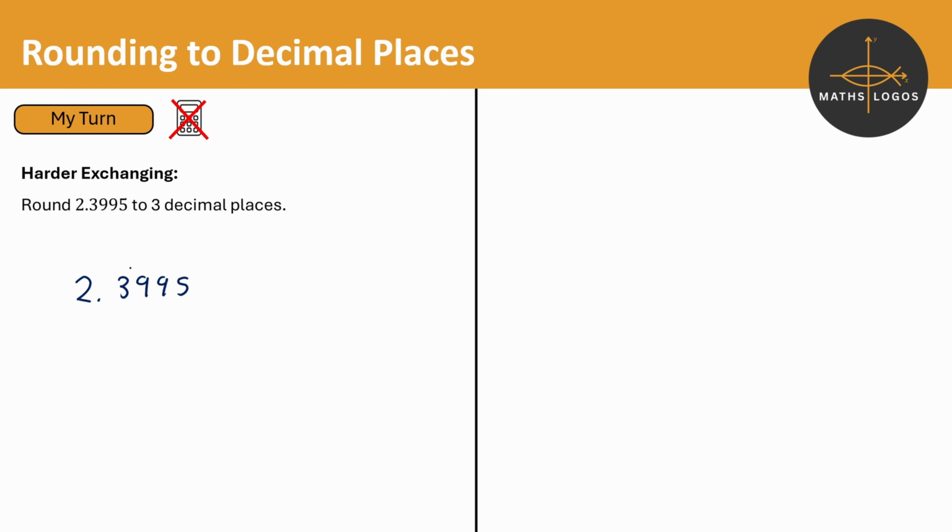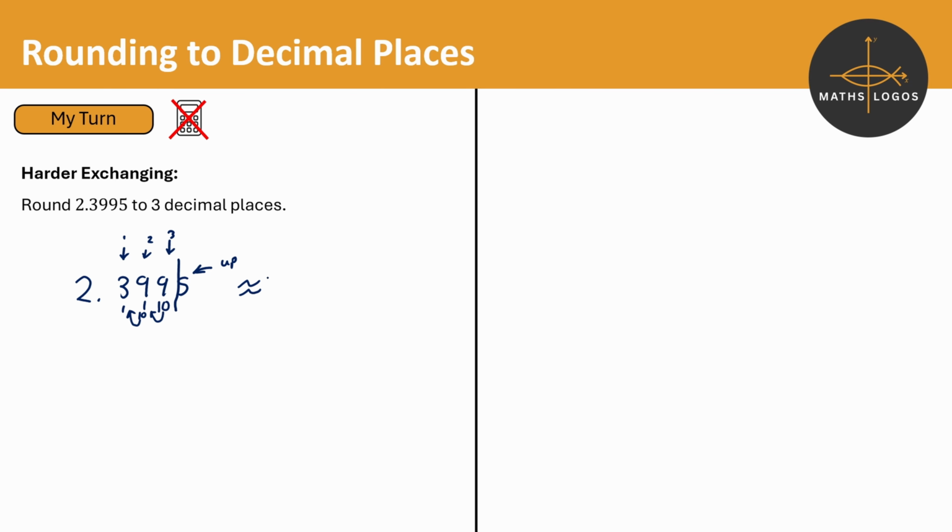And we want to round it to 3 decimal places. So that's my first decimal place, second, and my third. I'm going to draw my line after my third. This digit 5 tells me I need to go up. Now, this 9 will go up to a 10, which means I need to exchange for 1 more here. But if I have 1 more here in this column, I've also got another 10, which I need to exchange for 1 more in my tenths column.